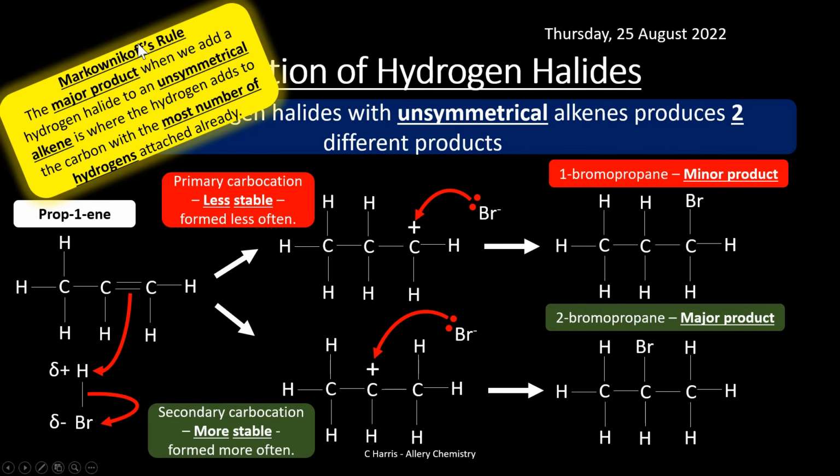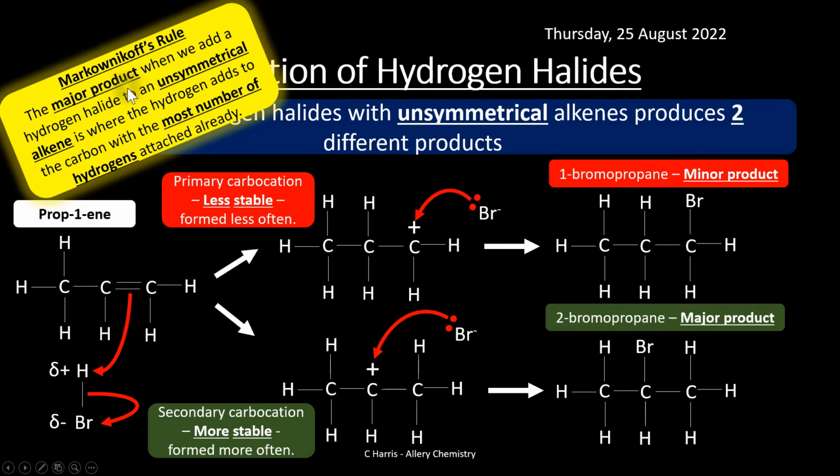Markovnikov basically came up with this principle where he said the major product, i.e. this one, because you're going to get more of this being produced, is when we add a hydrogen halide to an unsymmetrical alkene, where the hydrogen adds to the carbon with the most number of hydrogens already attached to it. So let's go through that. So here's your hydrogen here. Obviously the major product is formed if we add that hydrogen on this carbon, because that's got 2 hydrogens already attached to it, rather than that carbon, which has only got 1 hydrogen.